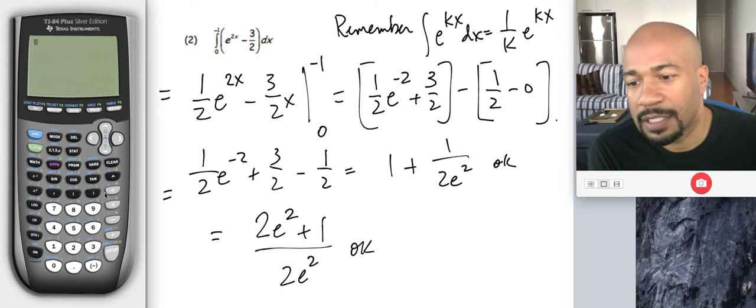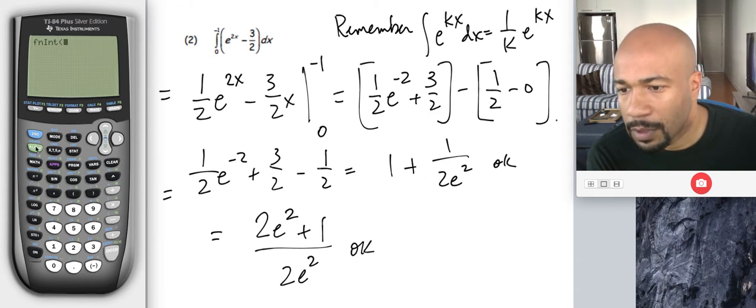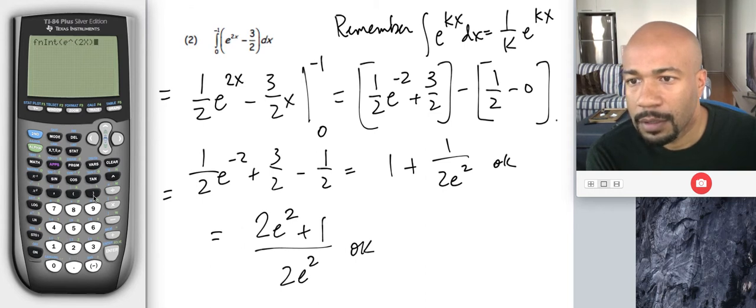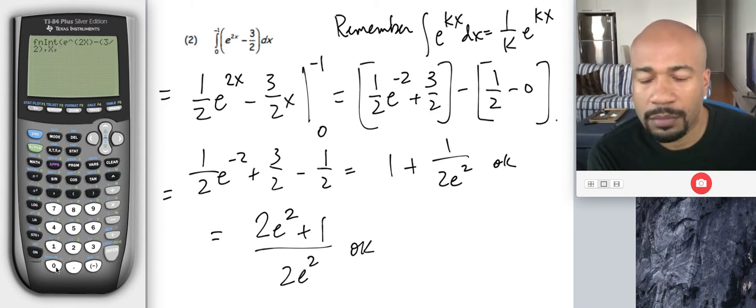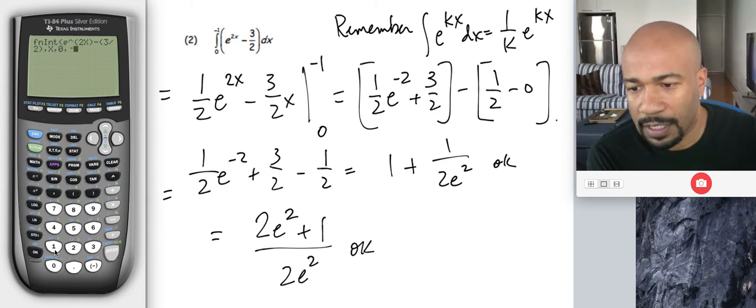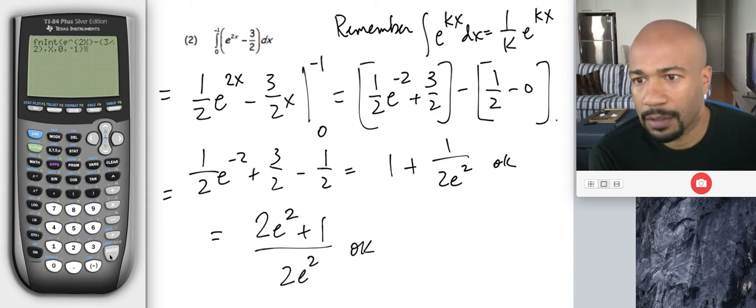All right, so let's see. We're going to go back to functional integration. It's number 9. So what do I have? I have e to the 2x minus 3 divided by 2 in terms of x from 0 to -1. And it doesn't matter.